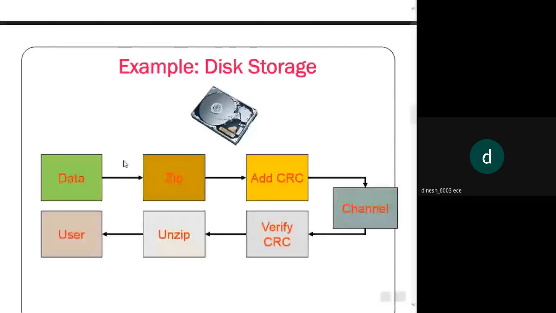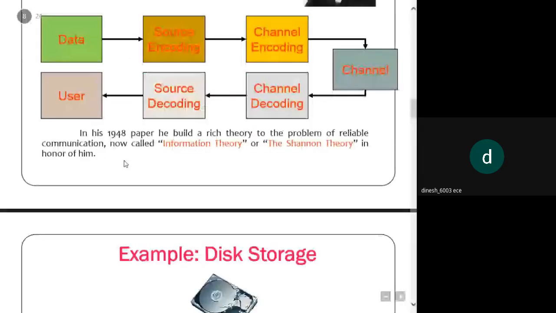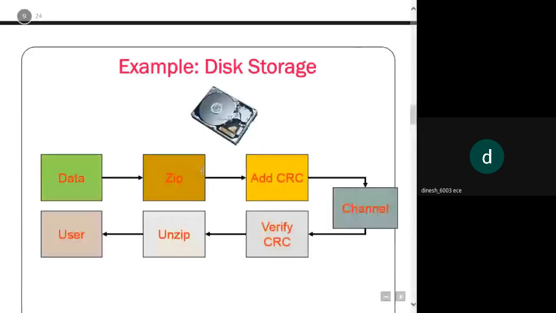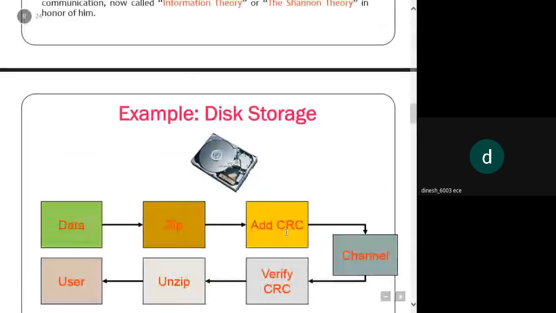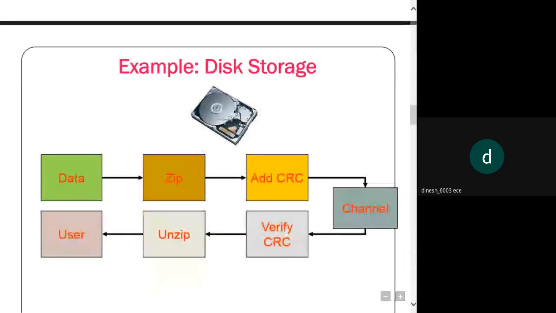And for your source encoding, the examples I'm using are zip, rar, or anything. And I'm going to use channel coding as CRC, cyclic redundancy check. Then I'm going to pass it through a channel, and in the decoding section I have verify CRC, cyclic redundancy check, and an unzip format, and then to its corresponding user. Example of disk storage.